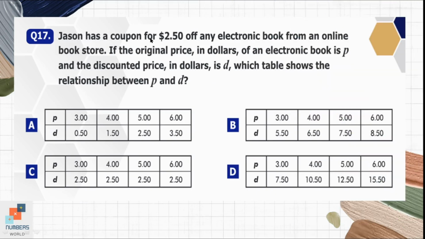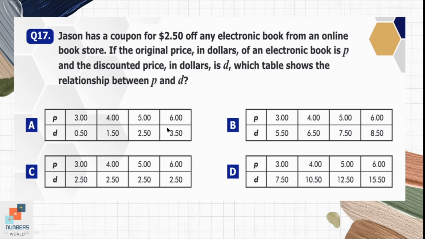Question number 17. Jason has a coupon for $2.5 off an electronic book from an online bookstore. If the original price in dollars of an electronic book is P and the discounted price in dollars is D, which table shows the relationship between P and D? So according to the given information, the difference between the original price P and the discounted price D should be equal to $2.5. If we look at table A, the first amount is 3. After subtracting $2.5, we are left with 0.5. And similarly, if we subtract 2.5 from 4, the remaining amount is 1.5. If we apply the discount on 5, we are left with 2.5.